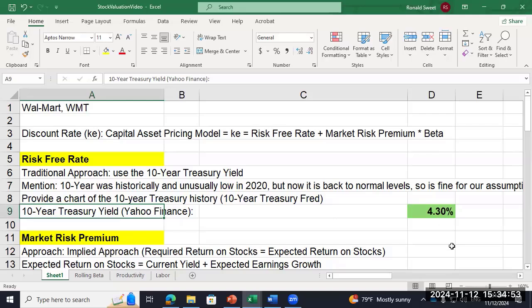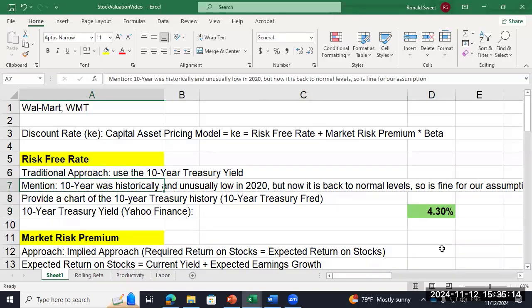You can get the 10-year treasury yield from Yahoo Finance. Today it was at 4.42, so it will change every single day. You just have to pick a day and use it. I think the day I did this, it was at 4.31, so I just rounded it to a round number. I like to have round numbers so I can remember them, so I just use 4.30. So the risk-free rate is fairly straightforward.